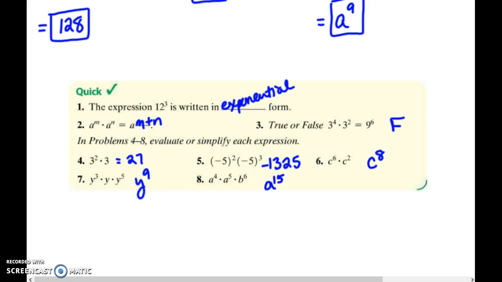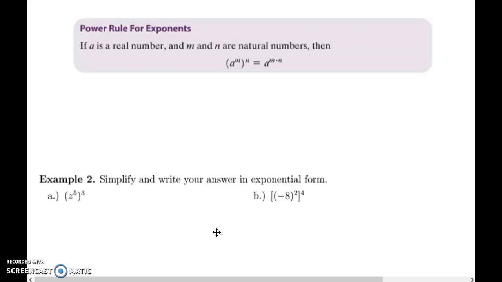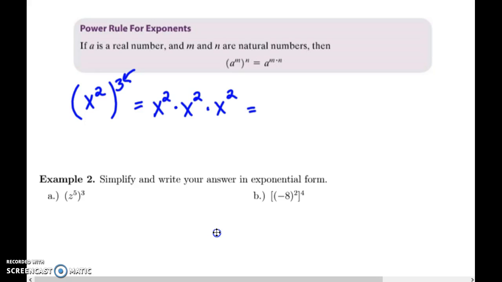All right, next page, and next rule, the power rule for exponents. If you have some kind of exponential expression to another exponent, you just multiply the two exponents together. Let's look at an example of this to see how to motivate this rule. If we have x squared to the third power, we know that this third power means multiplying x squared times itself 3 times. And then we could even, if we wanted to, write out what each x squared is, that each x squared is x times x.